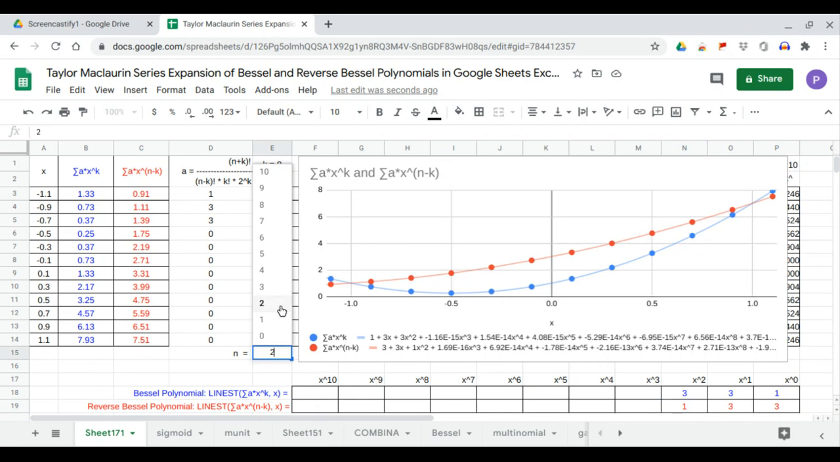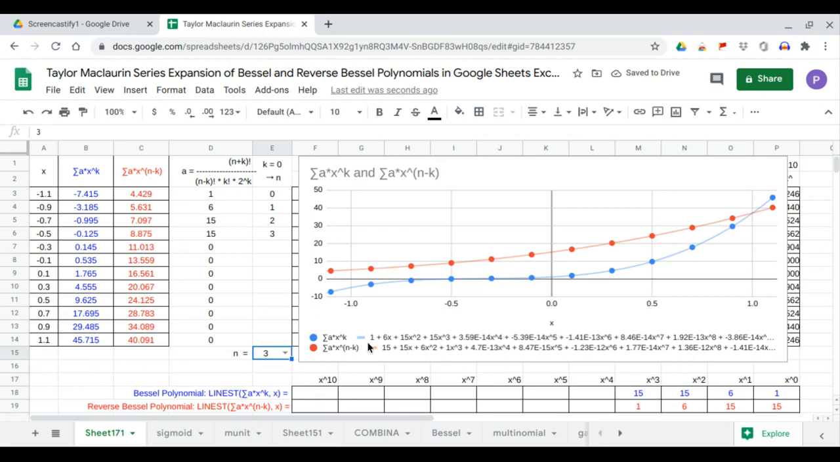At n equals 3, our Bessel is 1 plus 6x plus 15x squared plus 15x cubed. The reverse Bessel, 15 plus 15x plus 6x squared plus x cubed.